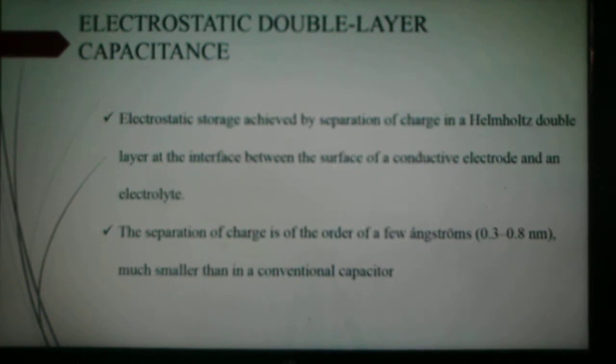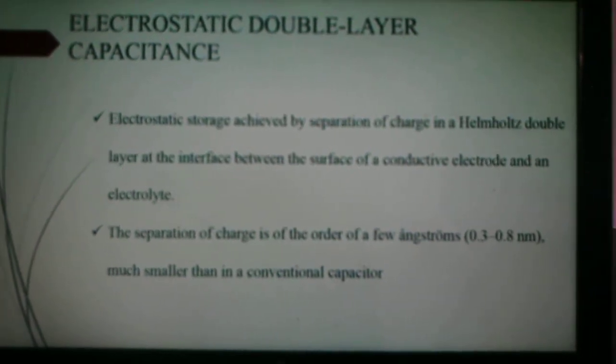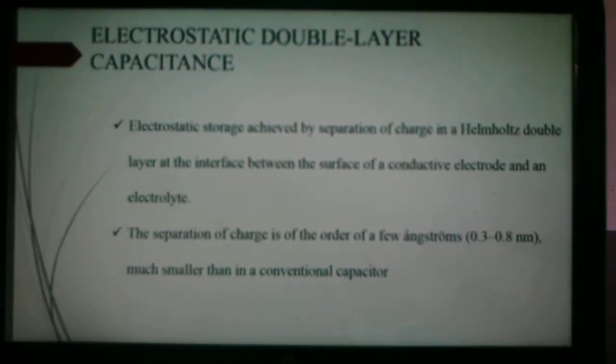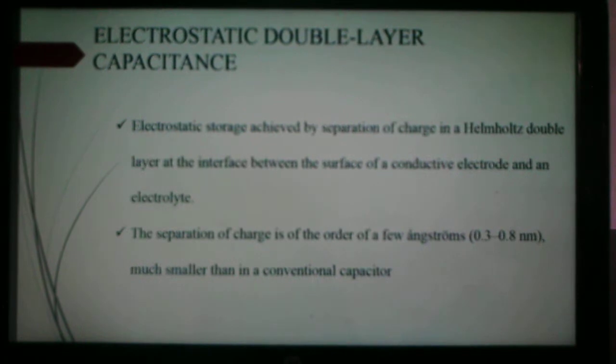Then next is the electrostatic double layer capacitance. In this, the electrostatic storage is achieved by separation of charge in a Helmholtz double layer at the interface between the surface of the conductive electrodes and the electrolyte. The separation of charge is of the order of a few angstroms, like 0.3 to 0.8 nanometer, much smaller than in a conventional capacitor.